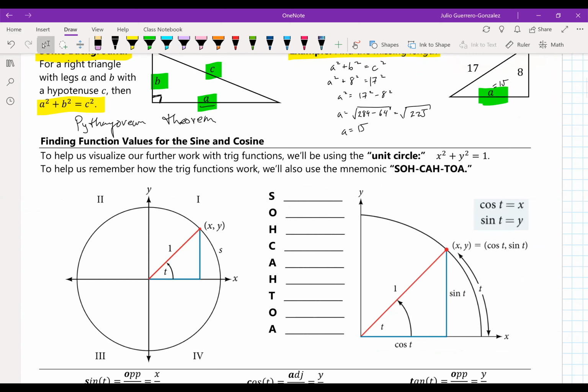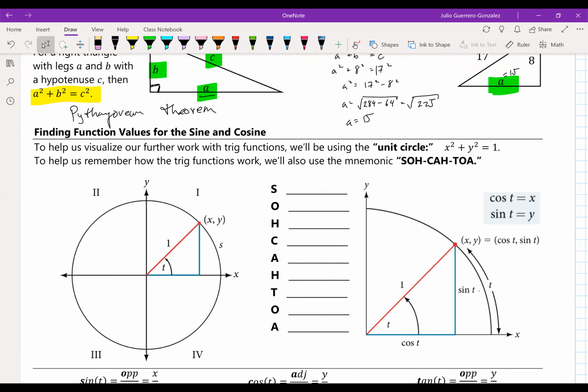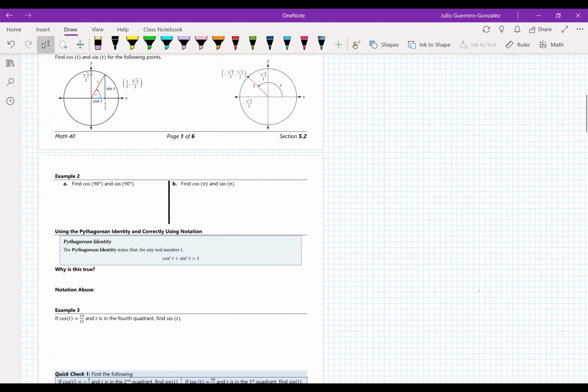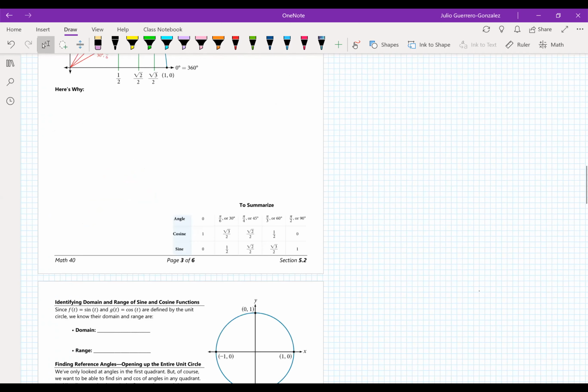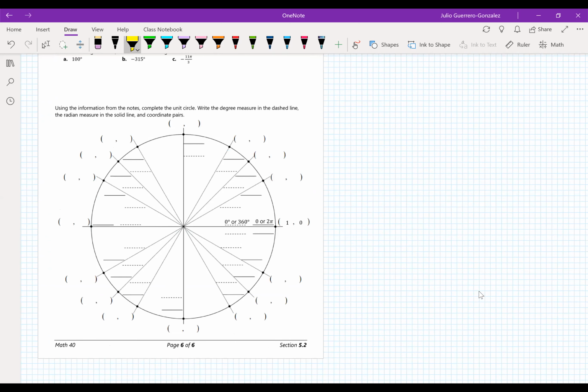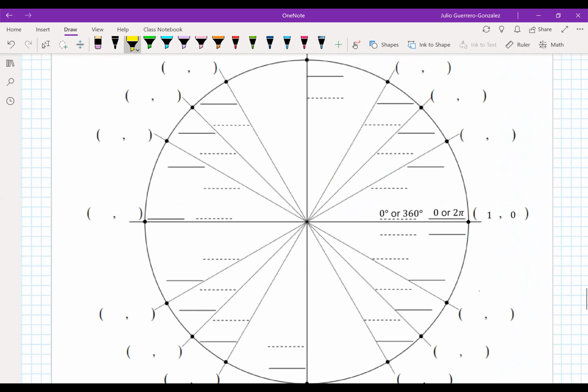So, finding functions for values of sine and cosine. What we're going to start working with now is this unit circle, okay? Like I said before, let me skip down to the very bottom here, right to here. We are eventually going to fill all of this in, okay?